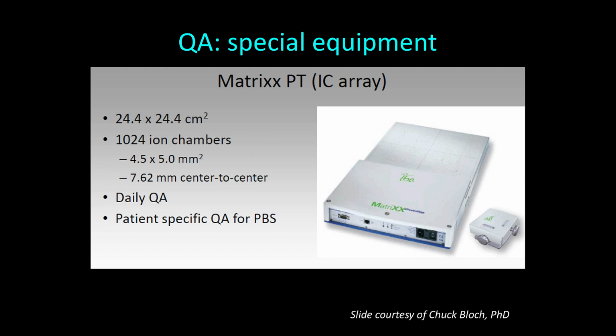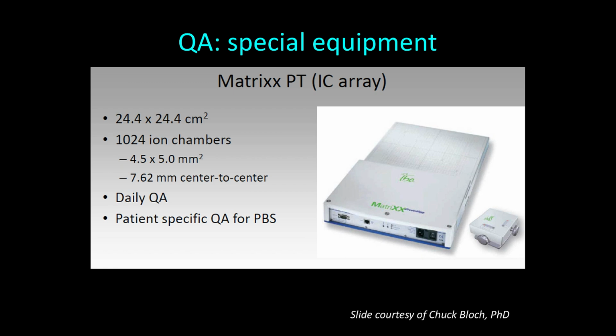Here's another type of device, the matrix array, an ion chamber array with 1,000 ion chambers used for daily QA. There's another device called the Matrixx, which is especially designed to handle those super high dose rates that come in the IBA system. And these can also be used for patient-specific QA for pencil beam scanning.